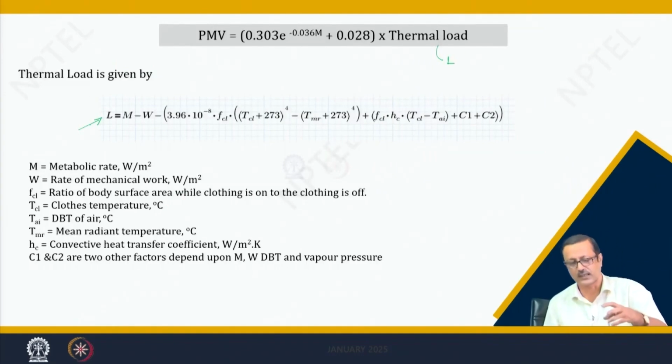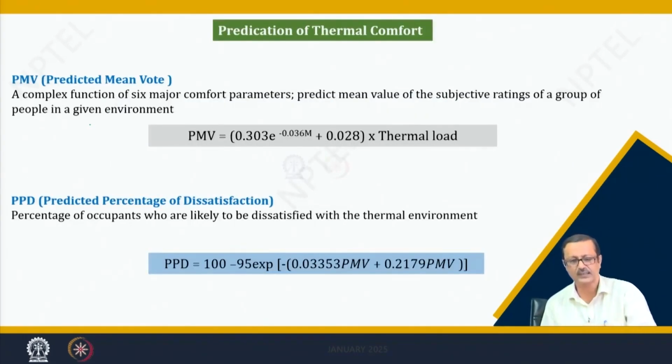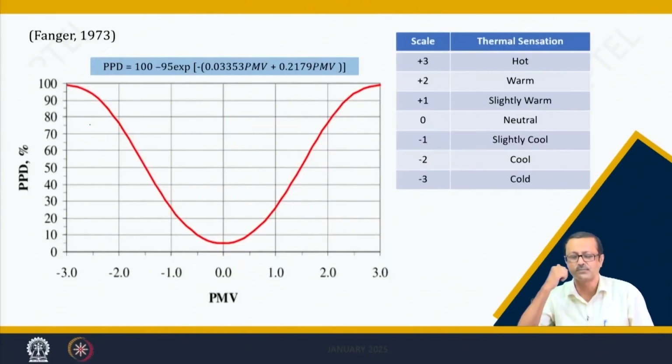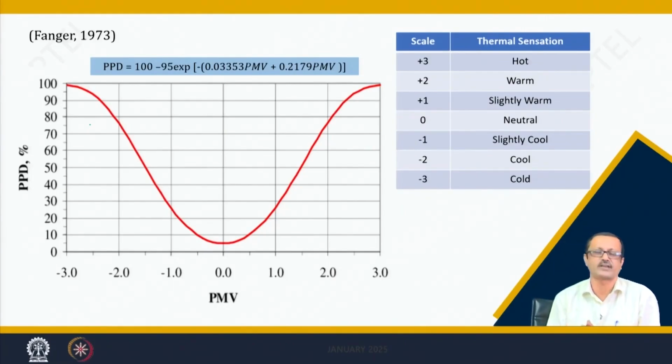The exponential equation is generated in such a way that this PMV will lie between -3 and +3. +3 or near +3 is very hot. The combinations of metabolic rate, clo values, and all these things give you almost 2.7, 2.8, 2.9, which is a very hot scenario. +2 means warm, +1 is slightly warm, 0 is neutral. Similarly, -1 is slightly cool, -2 is cool, and -3 is cold.